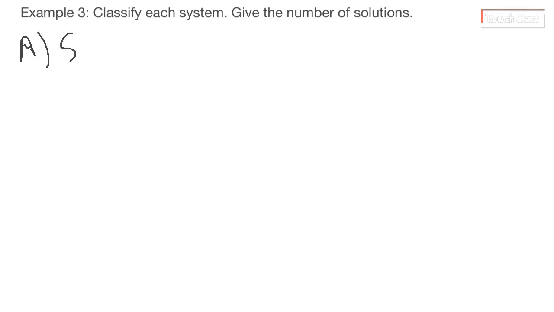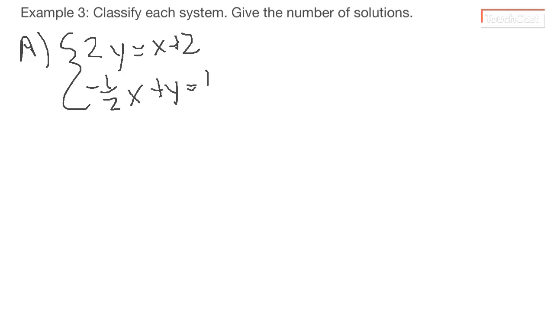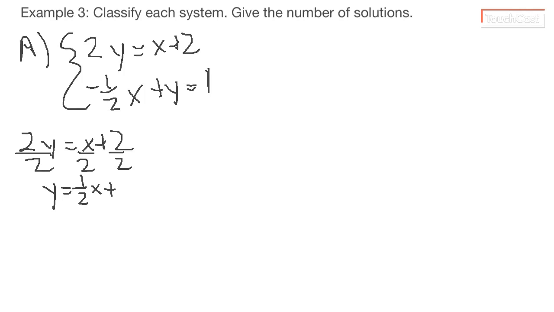We're going to have the system 2y equals x plus 2 and negative 1/2 x plus y is equal to 1. So what we're going to do is solve this. Well, what we could do is put both lines in slope-intercept form. Solve them both for y. In the first equation, 2y equals x plus 2, we can divide every term by 2, and we're going to get y equals 1/2 x plus 1.